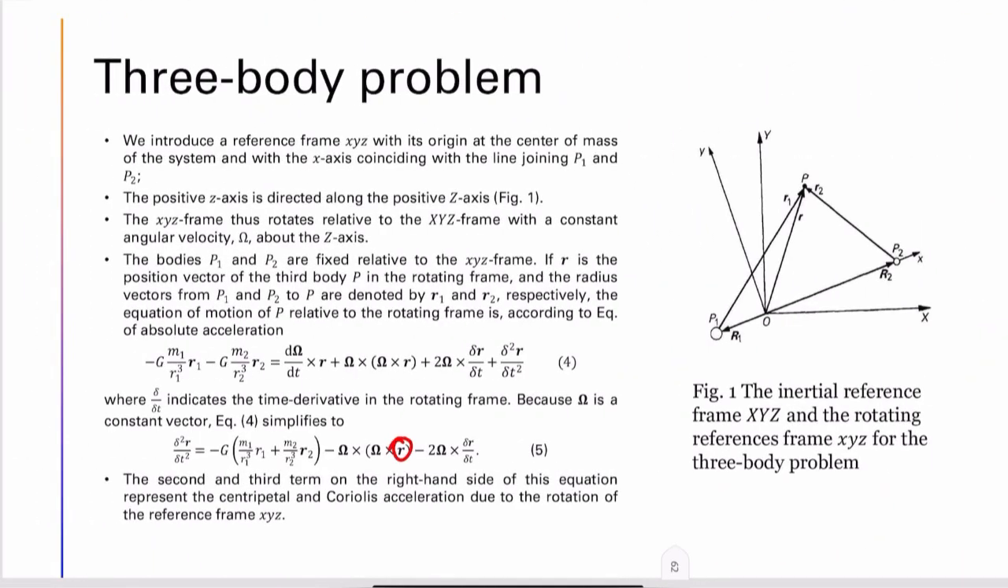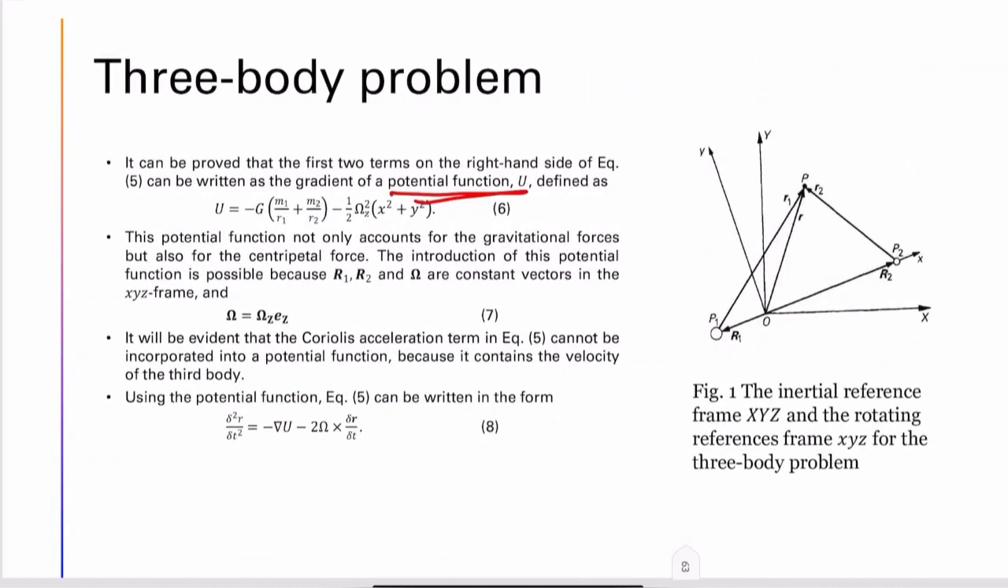the vector r, so I am replacing it by x, y and z coordinates, because r can be resolved into x and y coordinates and the angle is in the z direction. So omega z, the whole square, into x square plus y square. Okay, that is how this part becomes. It is resolved into x and y components. So this is the potential function.